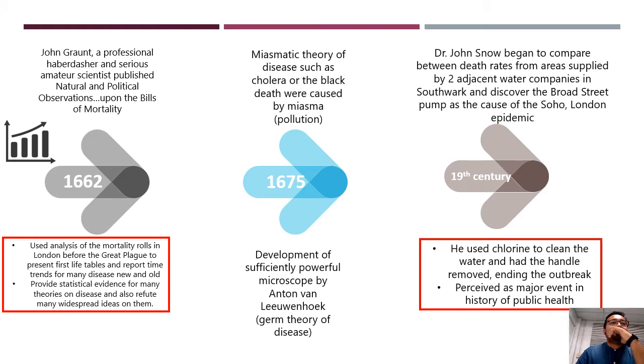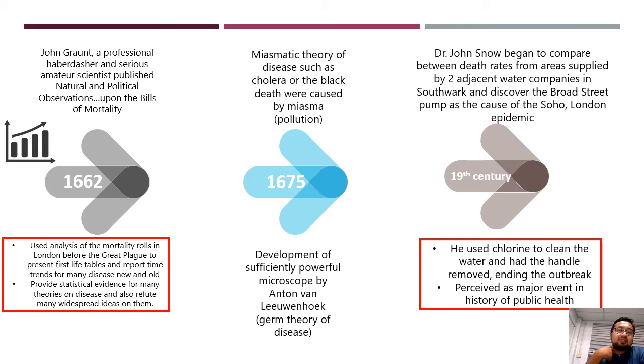John Graunt, in 1662, a professional haberdasher and serious amateur scientist, published Natural and Political Observations, using analysis of the mortality rolls in London before the Great Plague to present the first life tables and report time trends for many diseases new and old, provide statistical evidence for many theories on disease, and also refute many widespread ideas on them.